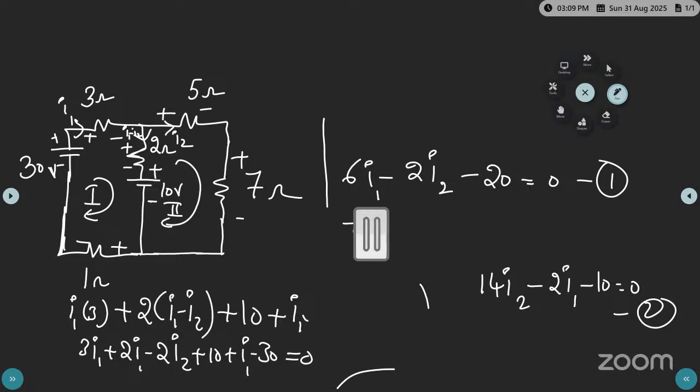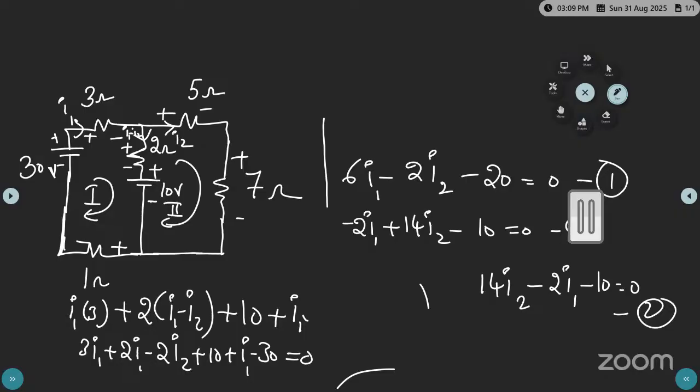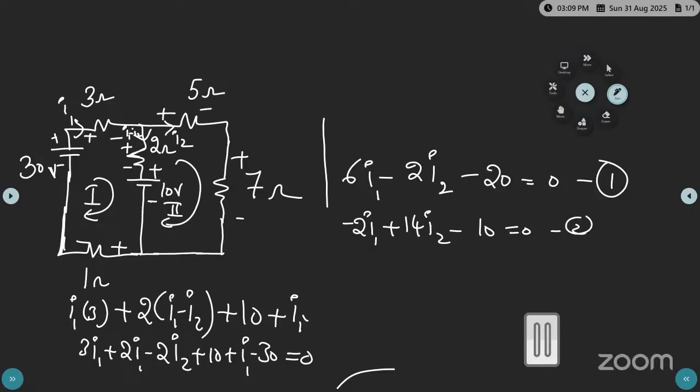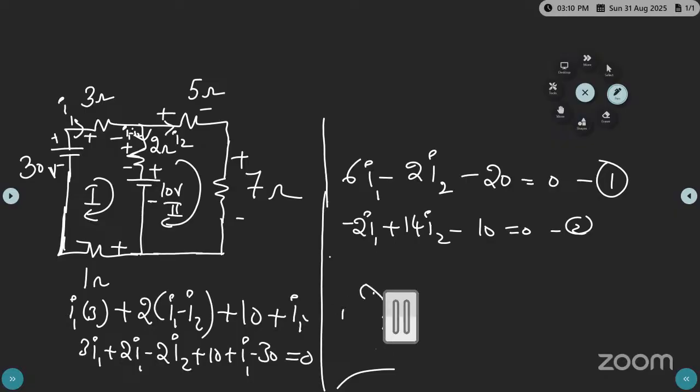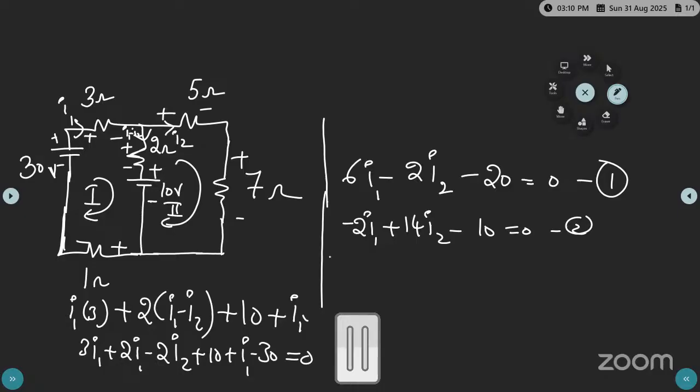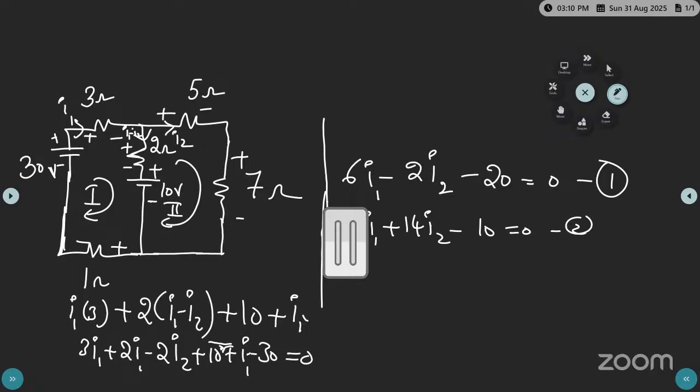Minus 2i1 plus 14i2 minus 10 is equal to 0. This is the second equation. So solve these two equations. How can you solve these two equations? On the left side, i1 has 6 in one equation and 2 in the other. So multiply the second equation by 6 and multiply equation 1 by 2.